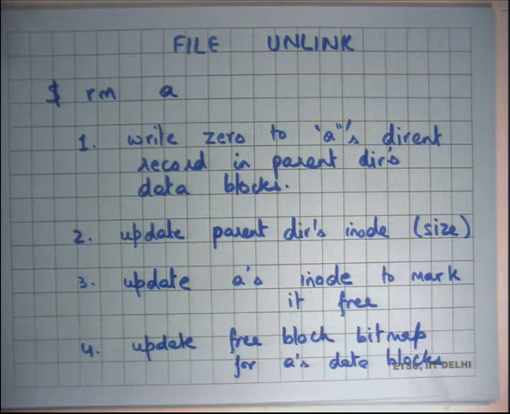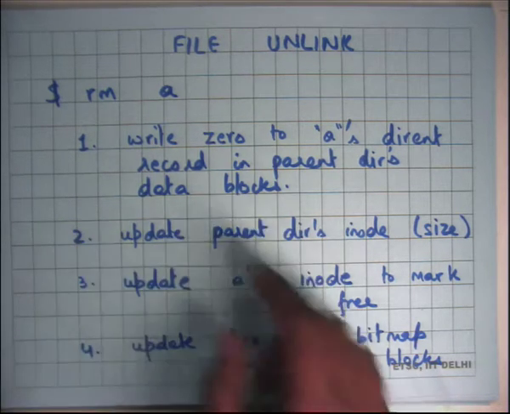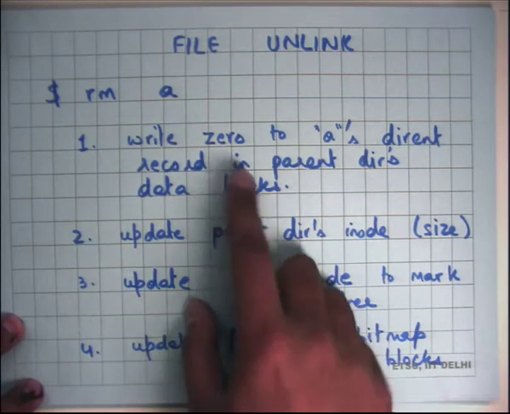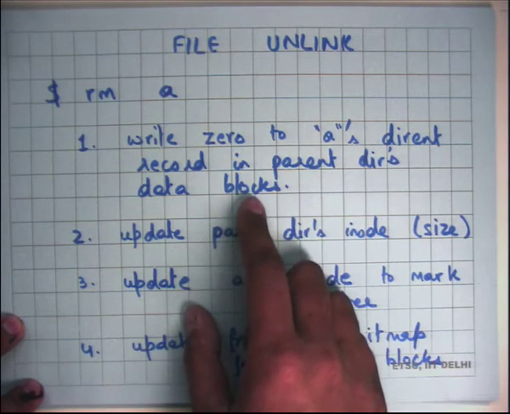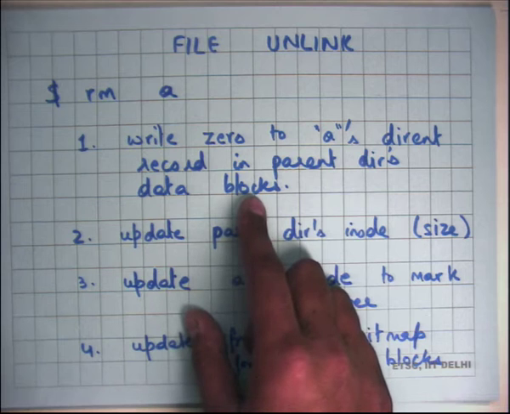So basically xv6 is implementing directories as a file that contains a list of dirent records, but the dirent records could themselves have 0 to indicate that it doesn't exist. So write 0 to A's dirent record in the parent directory's data blocks. So this is the write to the data block, right?